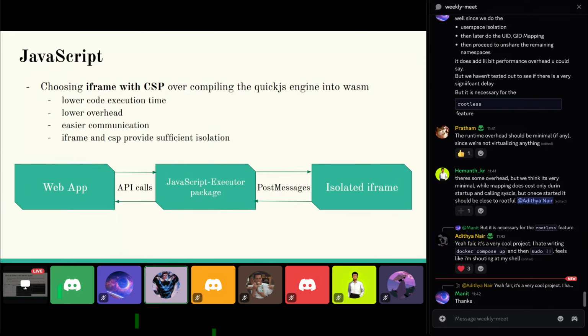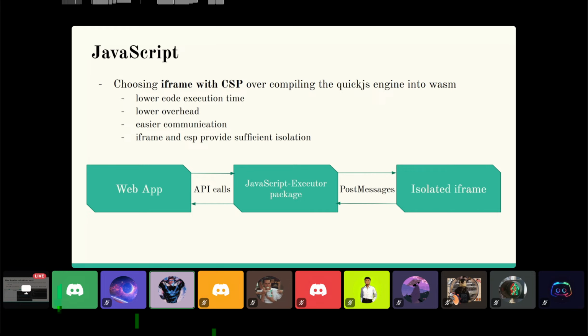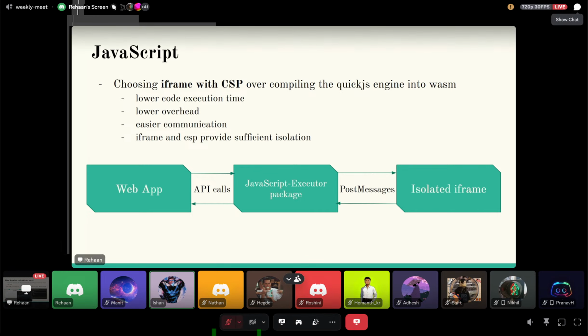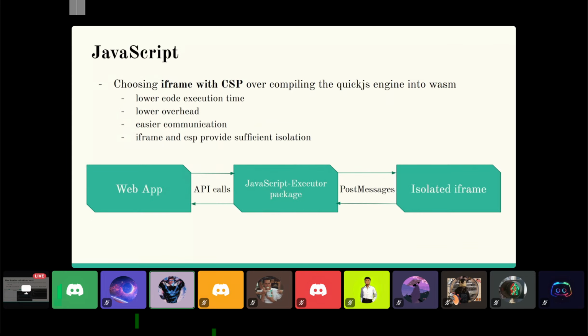So this is why we chose iframes with CSP. There's lower code execution time, there's no overhead for the engine, and it's easier communication. As you can see in the diagram, the iframe communicates with the executor package using post messages from the frame to the executor package, to the parent app basically. And yeah, that's how we decided on iframes with CSP.